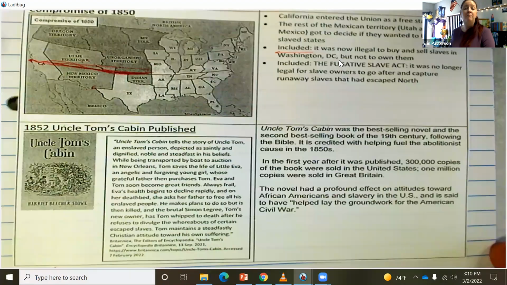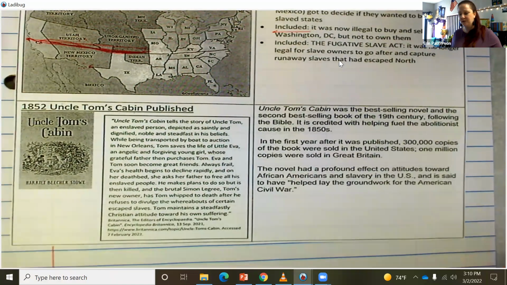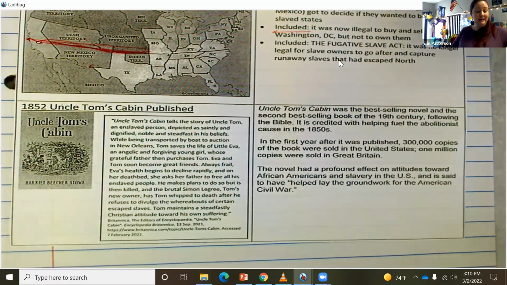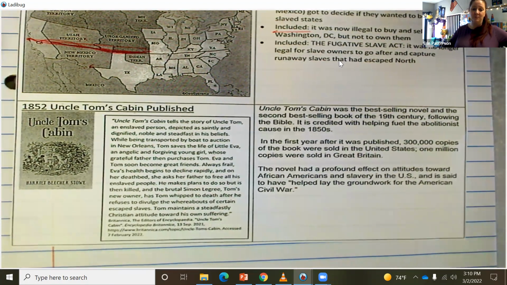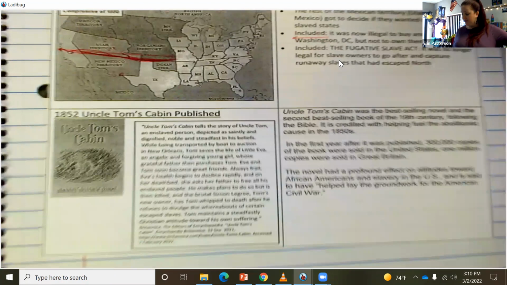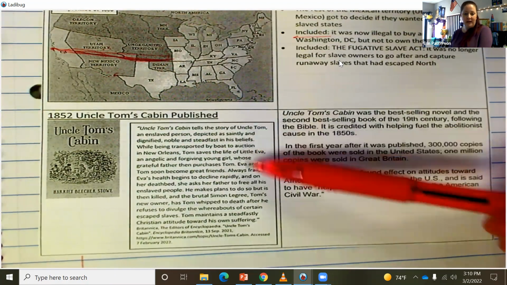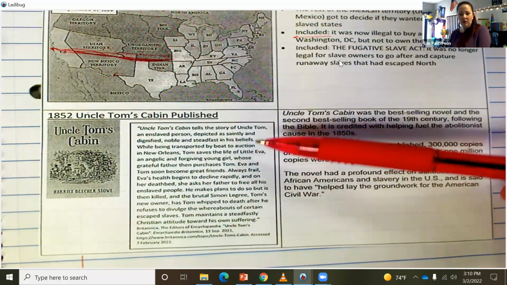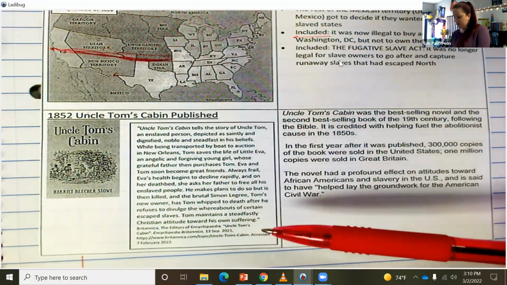At the same time, in 1852, we have a book published by Harriet Beecher Stowe. And you might have heard the expression, the pen is mightier than the sword, meaning that words that we read can be very powerful. And that's just what happened with this book. And right here, you get a brief synopsis, a summary of what Uncle Tom's Cabin was about.